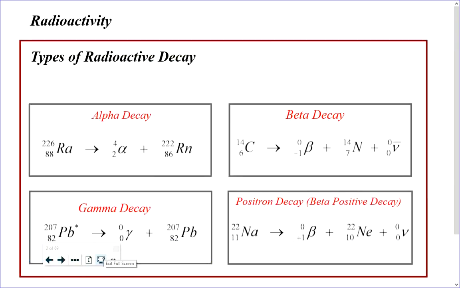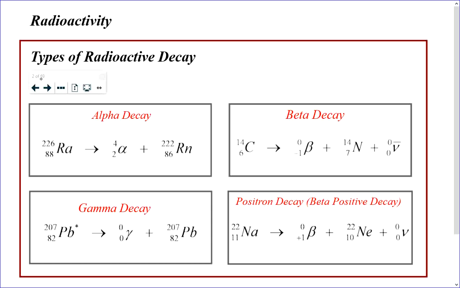All of these decay equations are things that you should be able to predict the products of, knowing the type of decay, by looking at conservation of nucleons, which is the top number, and conservation of charge, which is the bottom number. You need to know the nuclear structure of an alpha particle. It's a 4-2 notation, which means there are 2 protons and 2 neutrons.